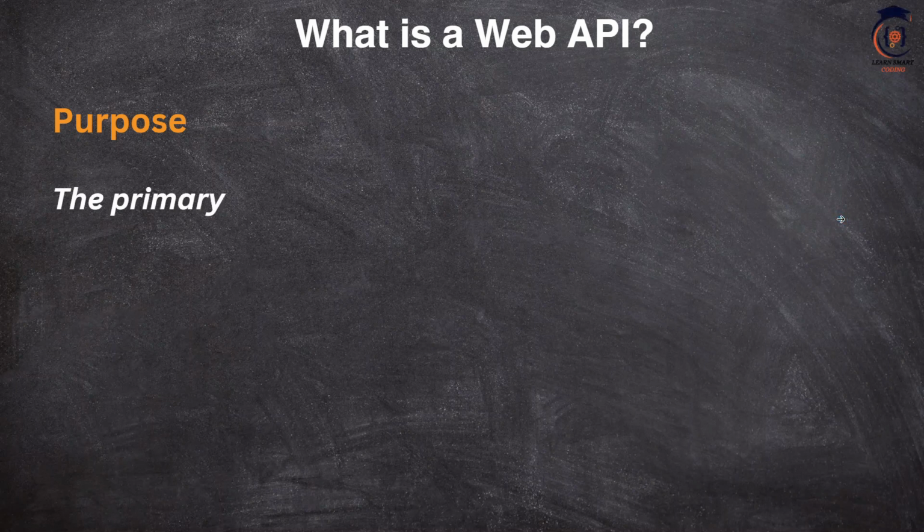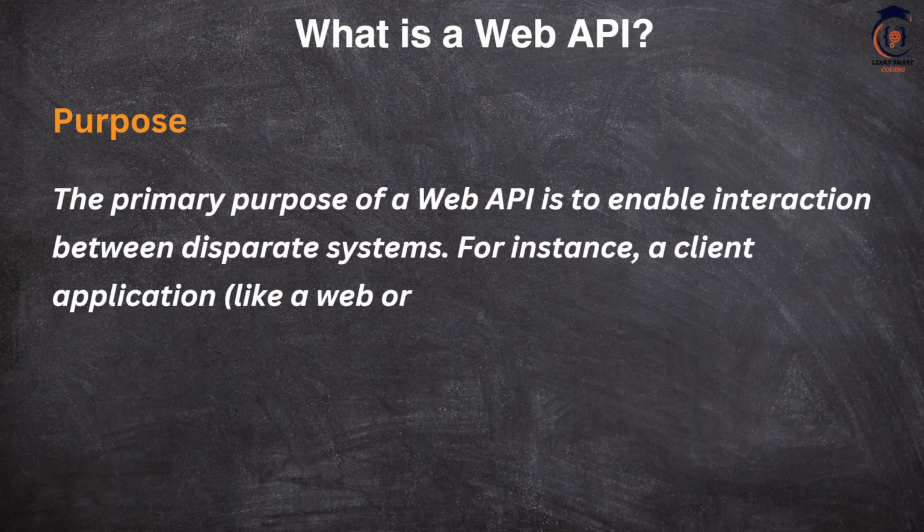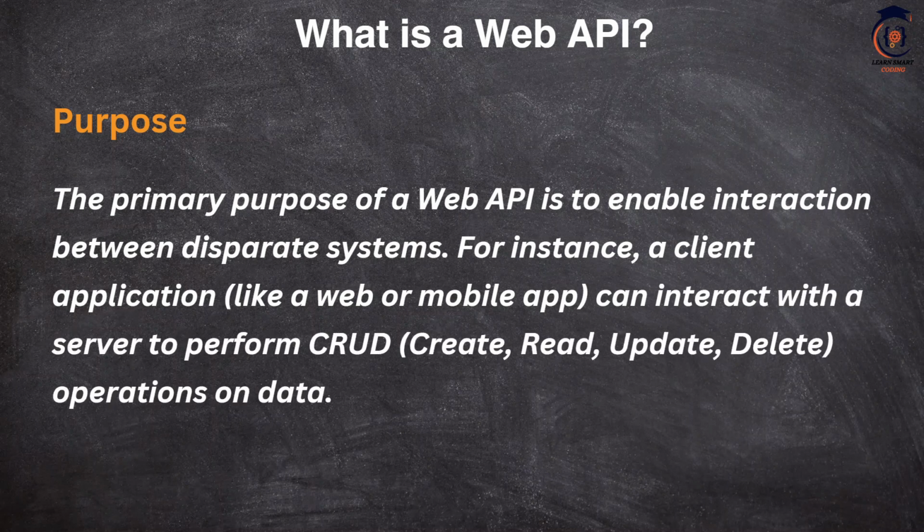So for example, the primary purpose of Web API is to enable interaction between disparate systems. For example, a client application, right? It could be a UI application, which is in React, Angular, or any mobile application or anything. Client application means an application which is facing the customer. They can interact with the server to perform certain read and write operations. It's called CRUD operations, and that is what this Web API is.